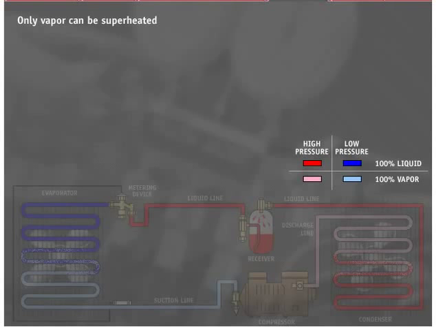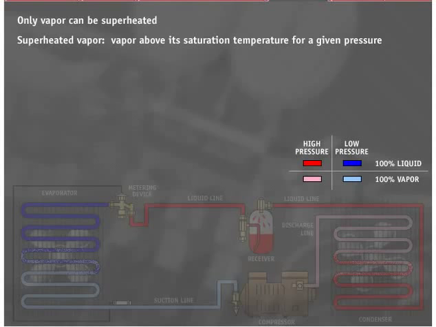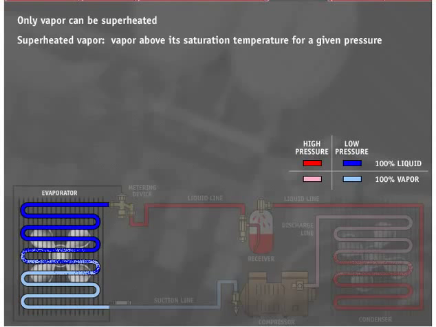Only vapor can be superheated. A superheated vapor is any vapor that is above its saturation temperature for a given pressure. In order for vapor to be superheated, it must have reached its 100% saturated vapor point with no liquid remaining. The addition of heat causes the vapor to increase in temperature and gain sensible heat. Sensible heat is the heat energy that causes a change in the temperature of a substance. Superheated vapor is present in the evaporator, suction line, and compressor of a system.